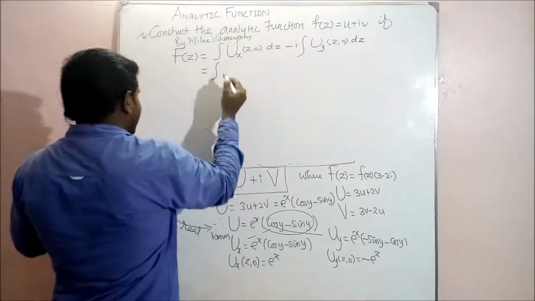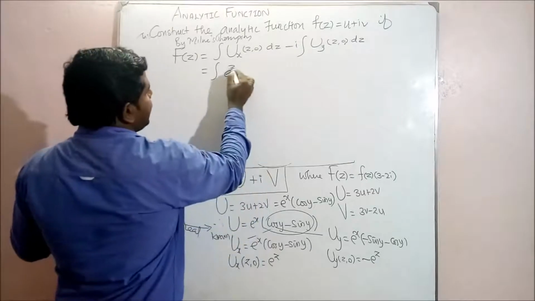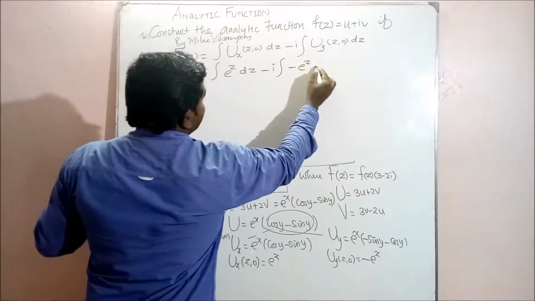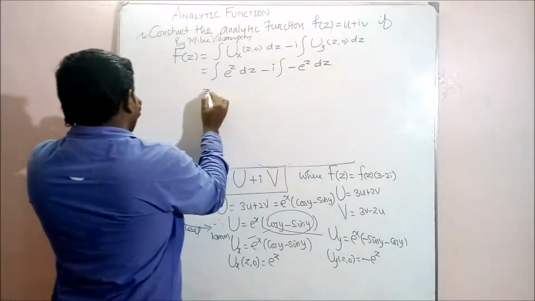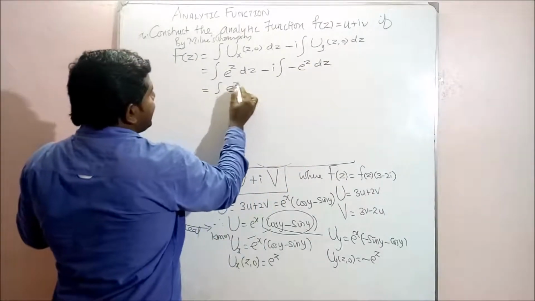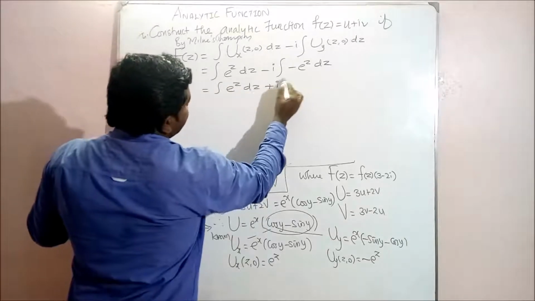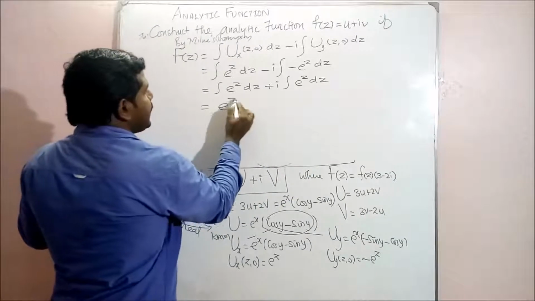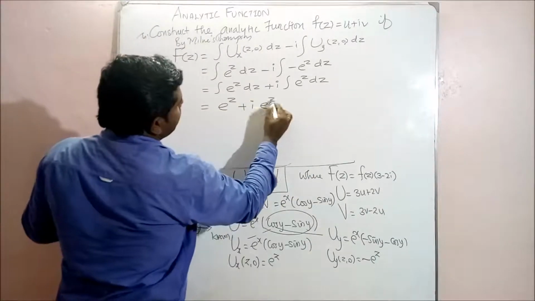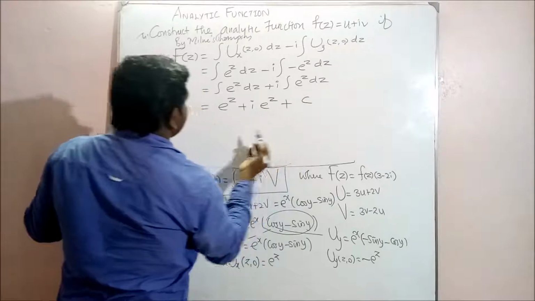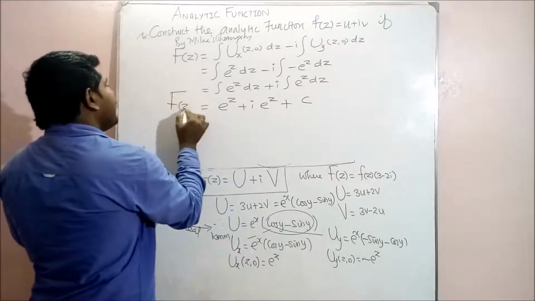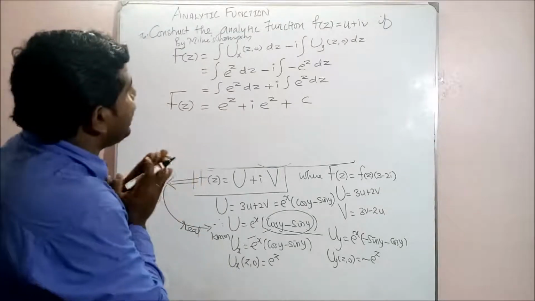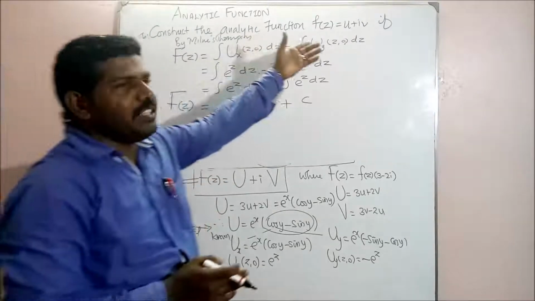So integral u x of z, 0 is e power z dz minus i into minus e power z dz, we get. So this becomes integral e power z dz plus i into integral e power z dz. So integral of e power z plus i into e power z plus integral constant c. So this is called capital F of z. So actually we want the small f of z. So we want the analytic function small f of z equal to u plus iv.